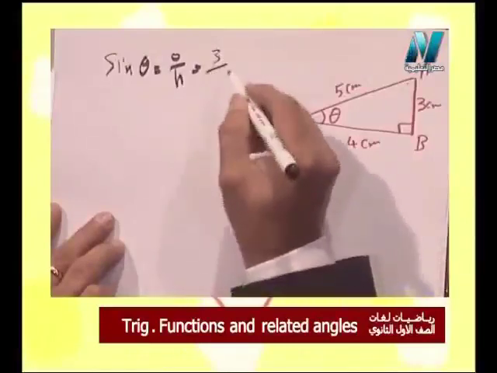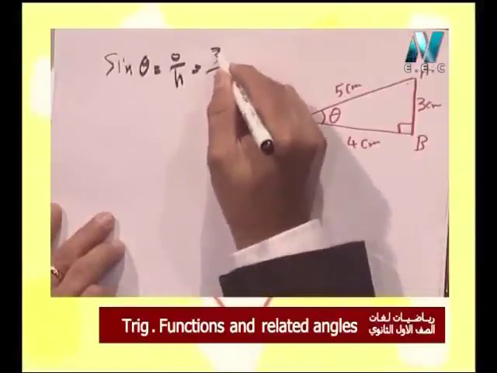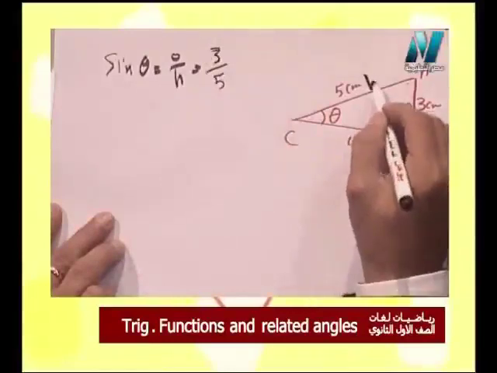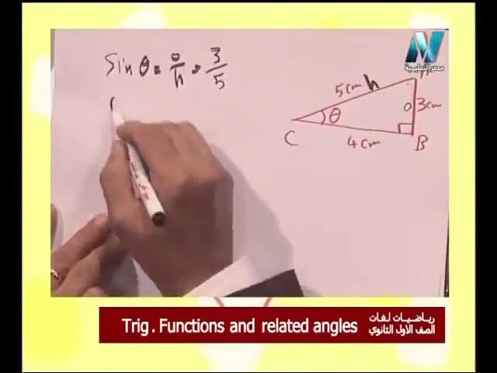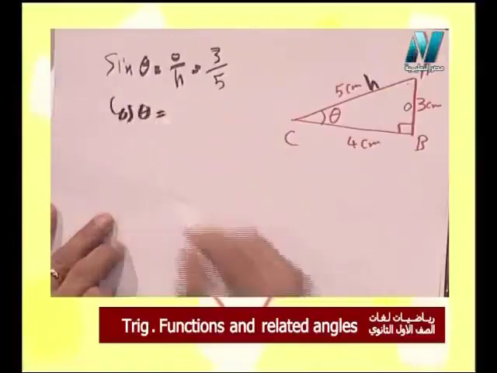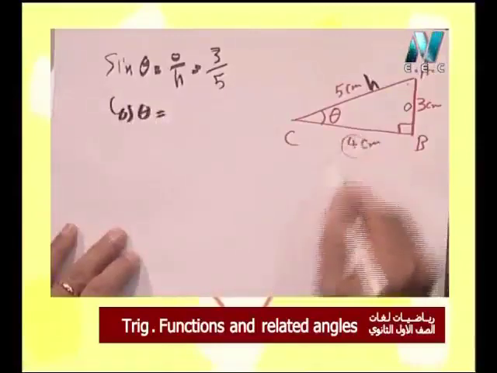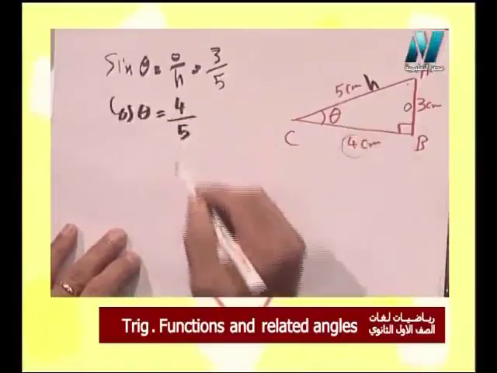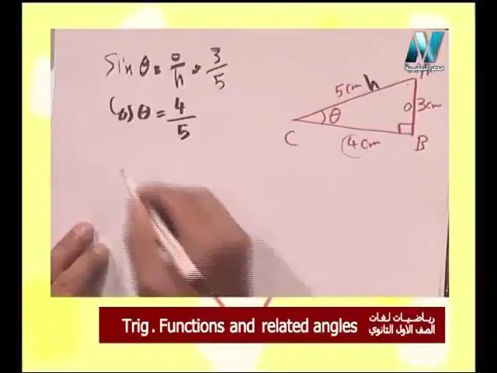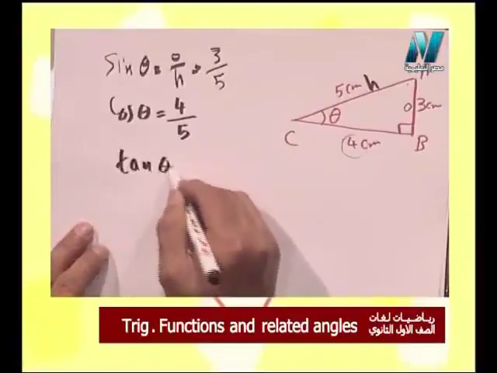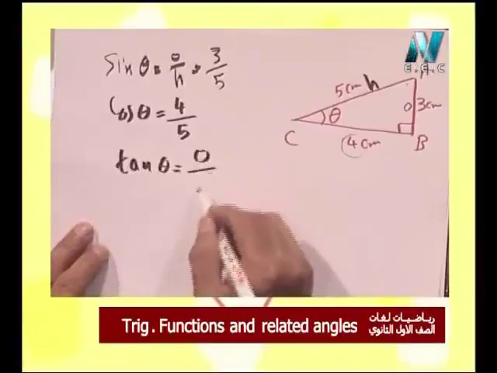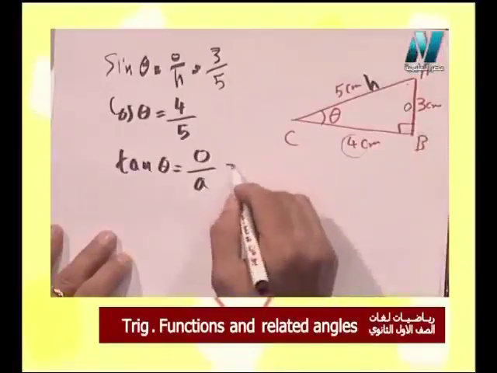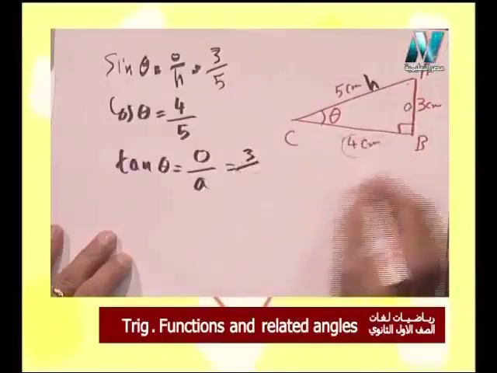Sine theta equals 3 over 5, opposite over hypotenuse. And cosine theta equals adjacent, which is 4, over hypotenuse, which is 5. Tan theta equals opposite over adjacent. Opposite here equals 3 and adjacent equals 4.